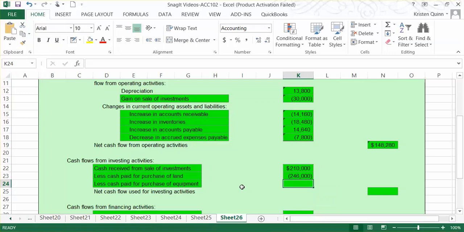We also paid cash for the purchase of equipment. Again, go to your comparative balance sheet. Last year, our balance was $414,840, and this year, it's $528,840. So if we do the difference between our balance this year and our balance from the prior year, we get how much we have spent in cash for this investing activity. In total, we have spent $114,000 on the purchase of equipment.